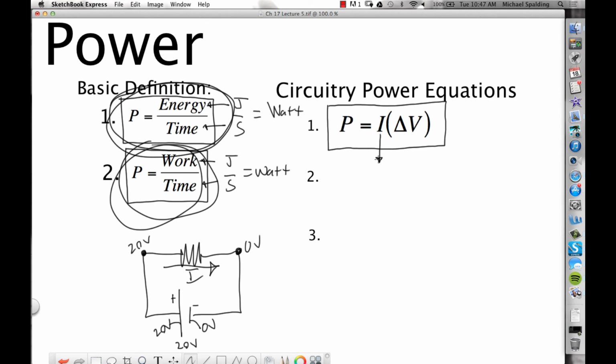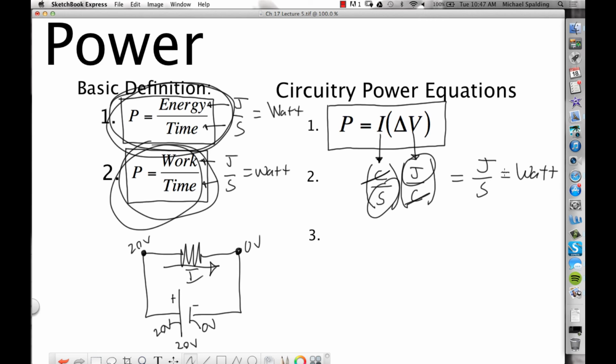But look at this. What do we measure current in? Amps, which is what? Amp is coulomb per second. That's what current is. All right. Volts, voltage. What is a volt? Joule per coulomb. What cancels out when you multiply these together? The coulombs cancel, and you get what? Watt. Look at joule per second. Watt. Okay? You guys with me on this? You multiply current times voltage. It comes out as joules per second, which is watts.